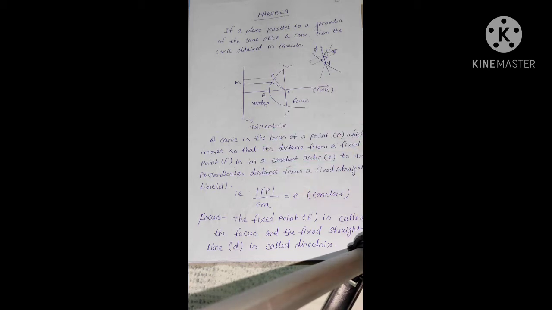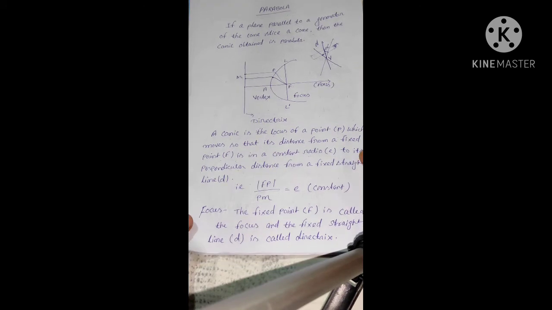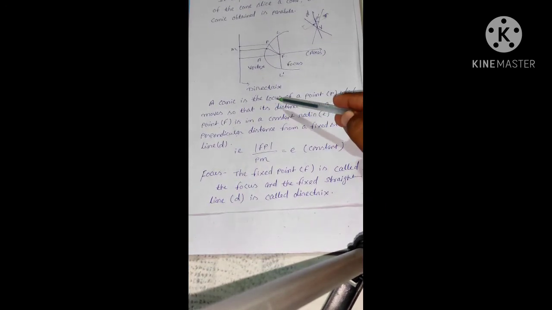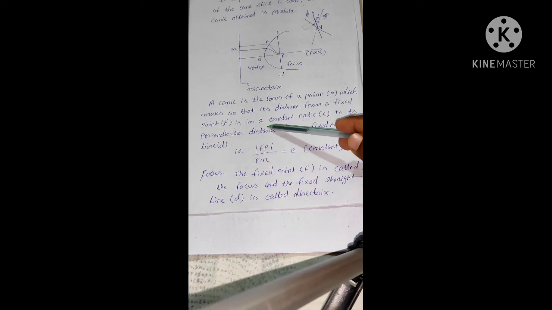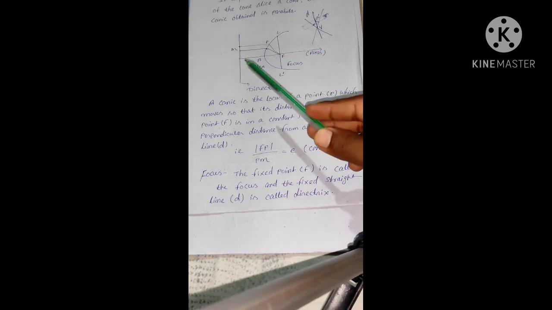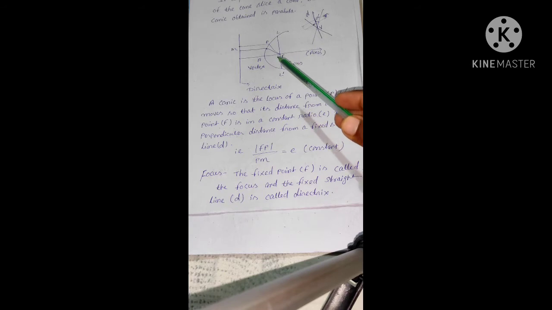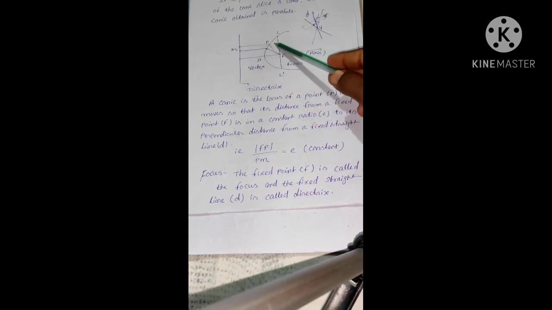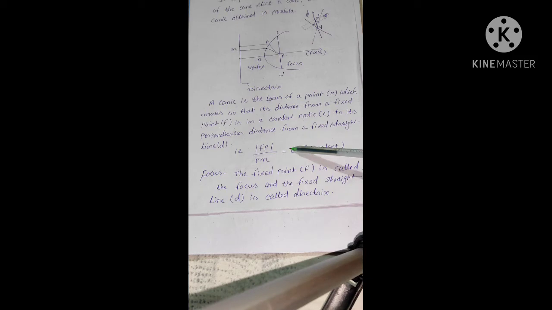So let us define the parabola in another way. A conic is the locus of a point P which moves so that its distance from a fixed point F is in a constant ratio E to its perpendicular distance from a fixed straight line. As I said just now, the perpendicular distance, say PM, and this distance FP, their ratio will always be constant, and this ratio is called eccentricity. So before doing the sums of parabola, we should know all these terms. What is eccentricity? It is the ratio of those two particular distances.